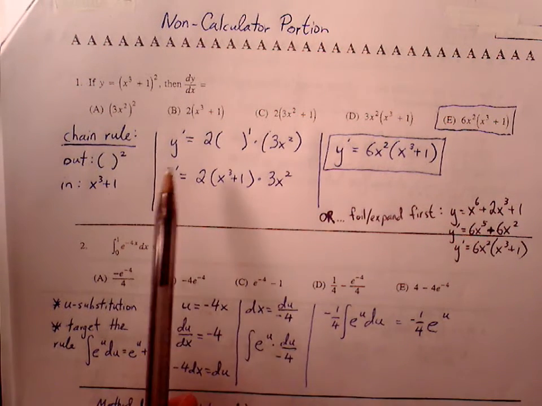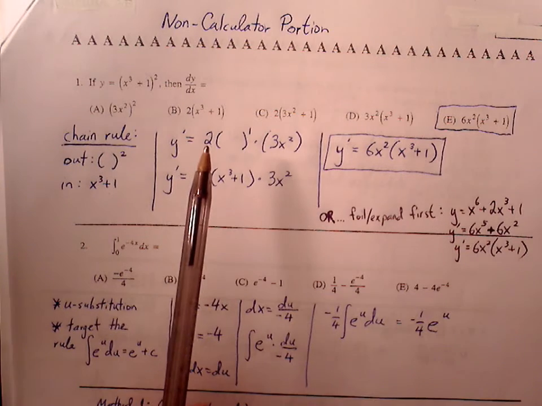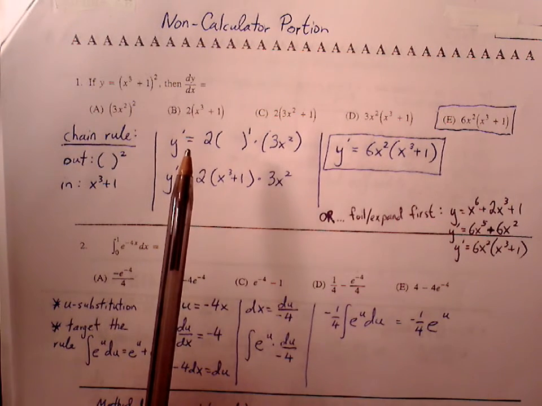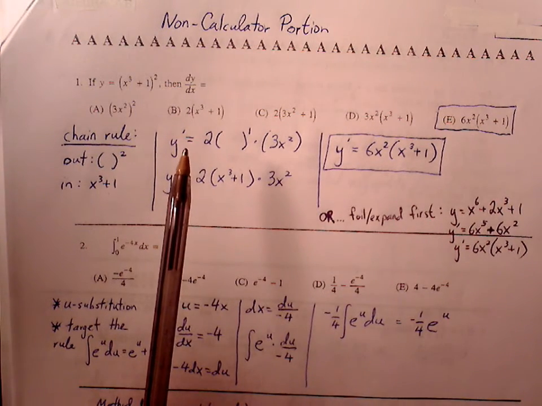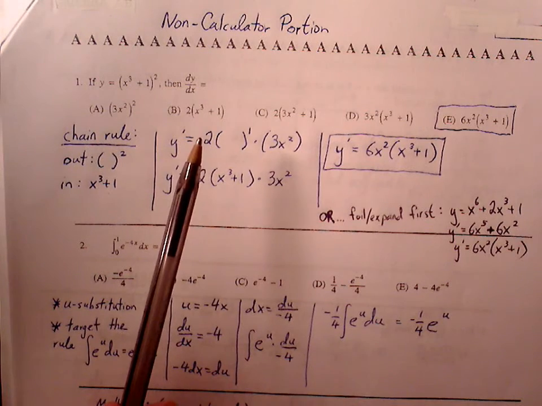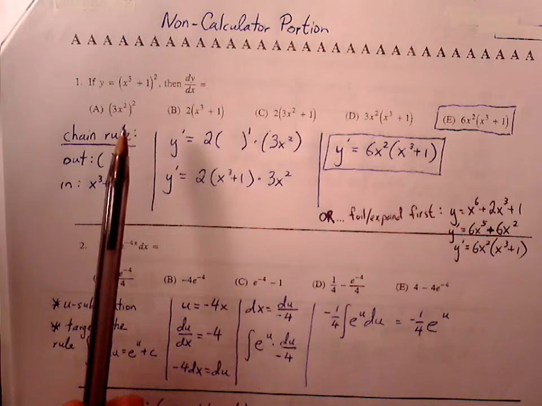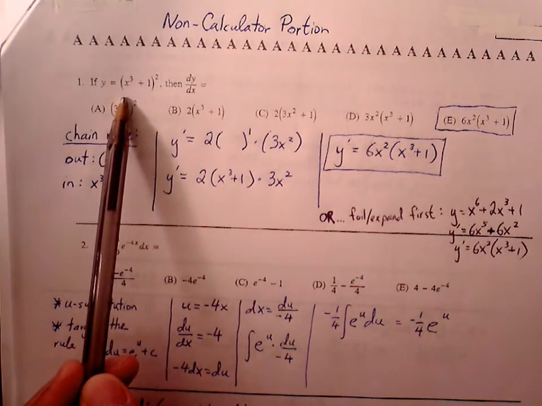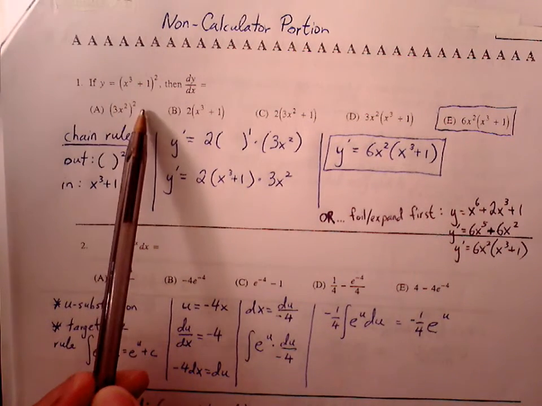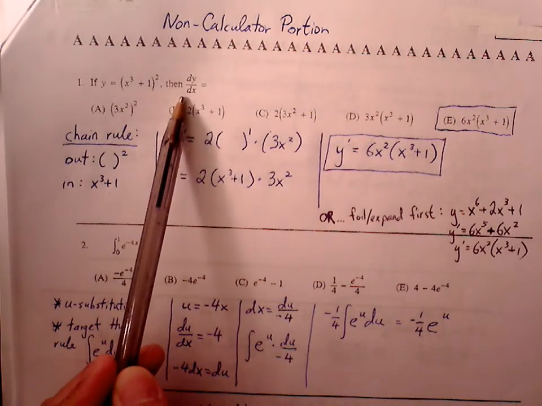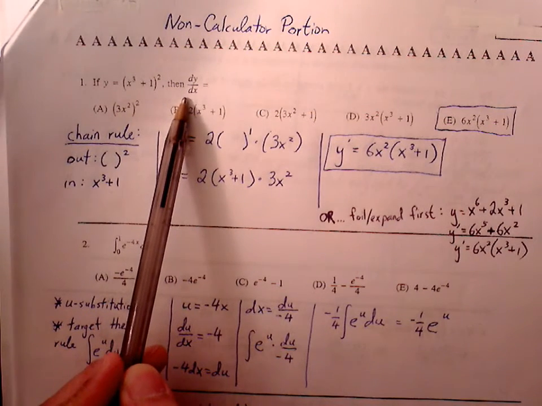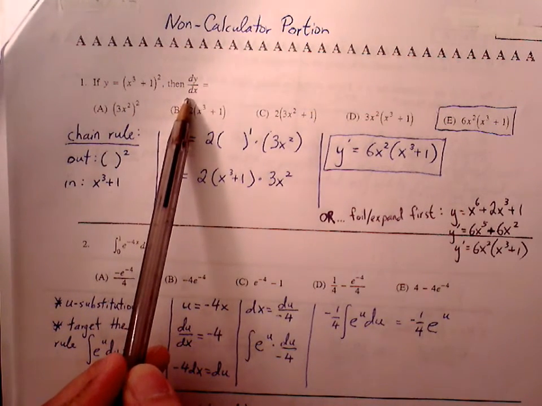So let's look at the 2003 AP multiple choice AB calculus non-calculator portion. For number one, we start off with a binomial squared, and we're asked to find the derivative. One thing is we can consider this as a chain rule problem.